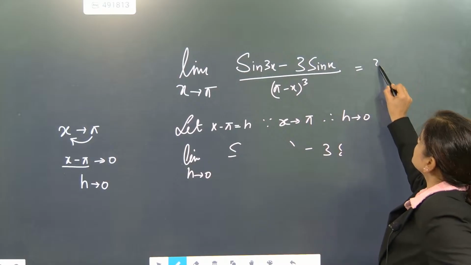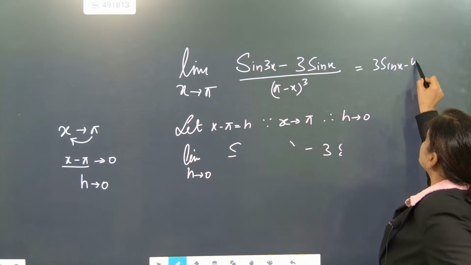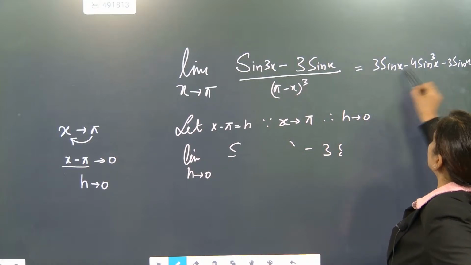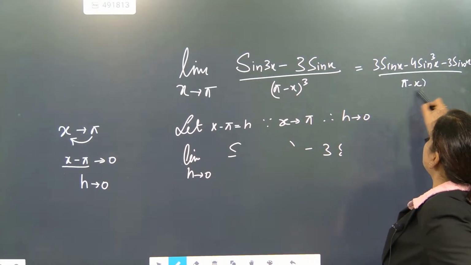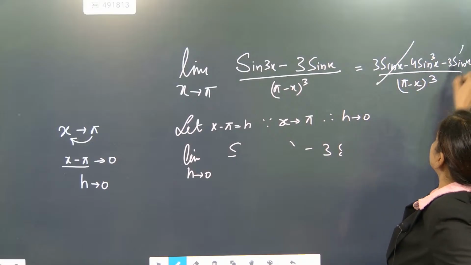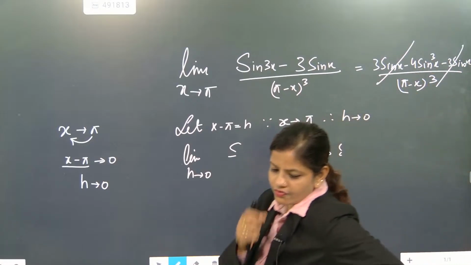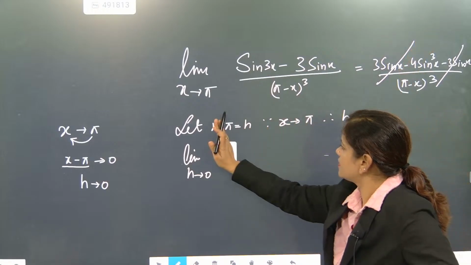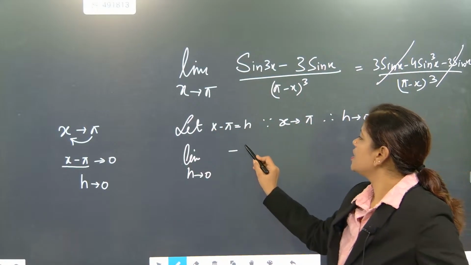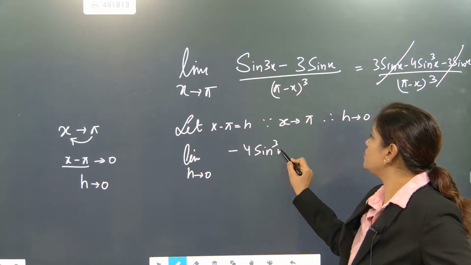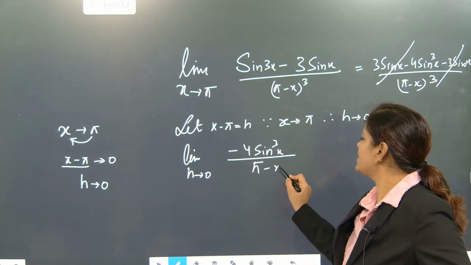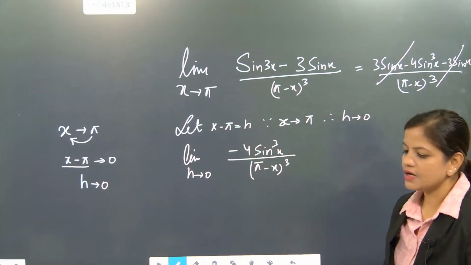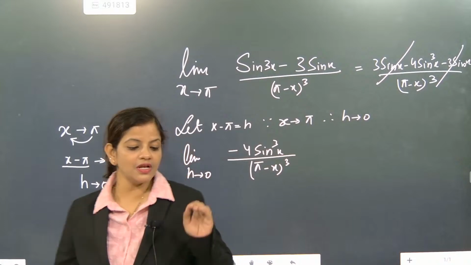So sine 3x is 3 sine x minus 4 sine cube x, and then minus 3 sine x. Look, now I have made it to the point for you. This and this will get cancelled. See, one formula and it changed everything. I hope you have understood. Minus 4 sine cube x by pi minus x whole cube. Understood? So see, the strategy should be like this only.